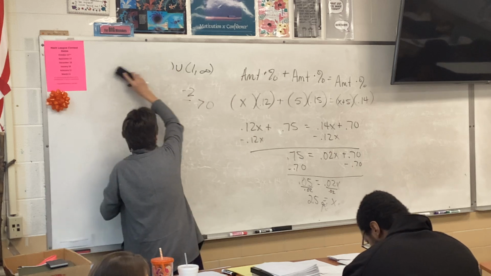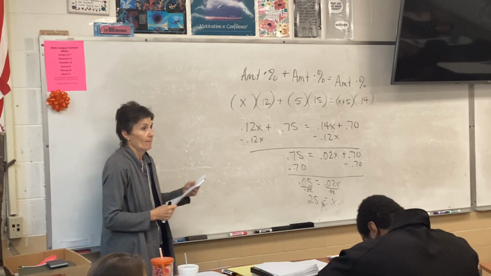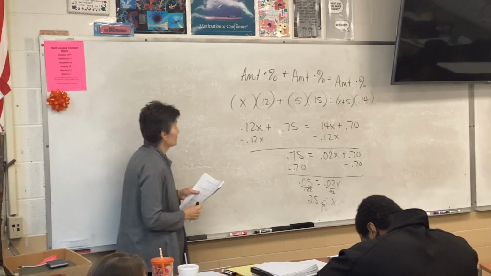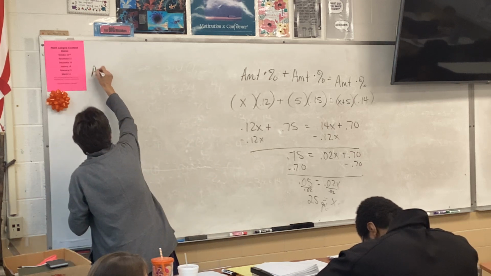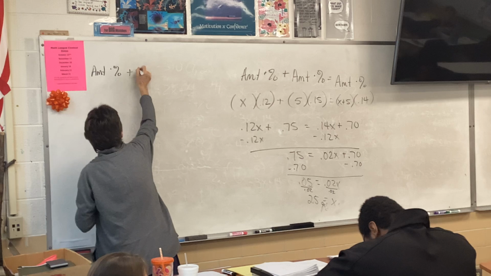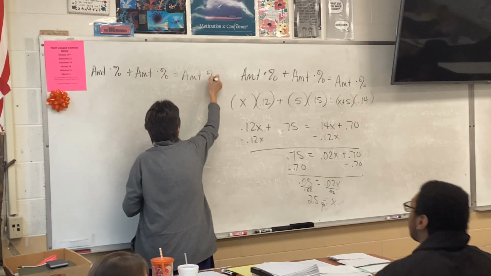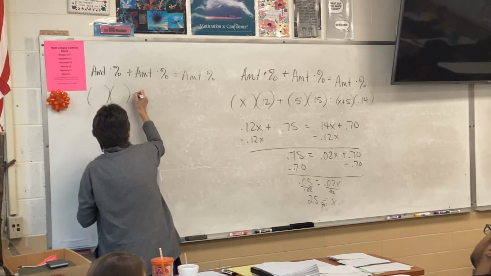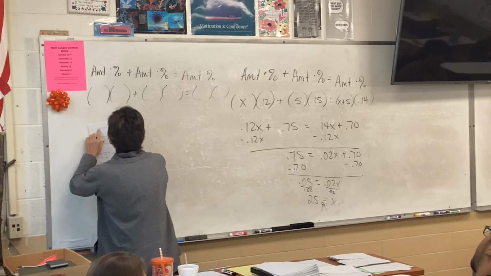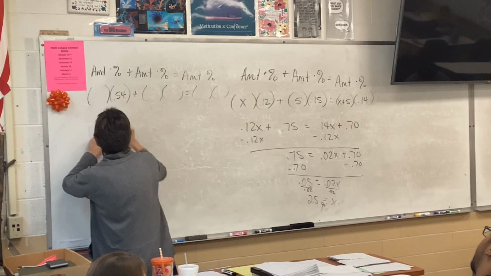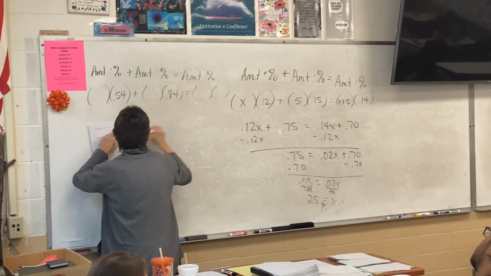Problem number 2 is exactly the same. Would you agree with that? Exactly the same? So I'm going to have my setup: amount times percent plus amount times percent equals amount times percent, all right? What are our percentages this time? 54 and 0.84 and 60.